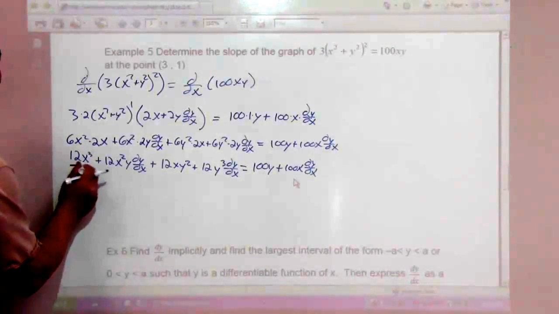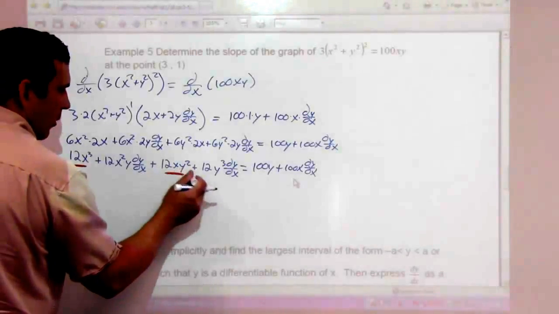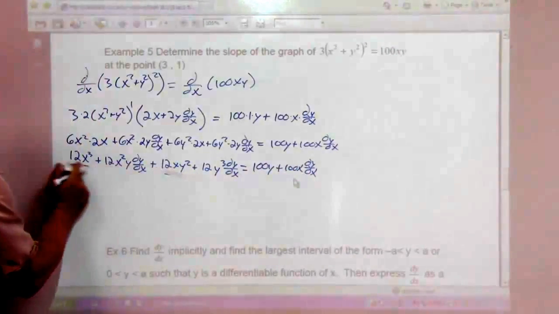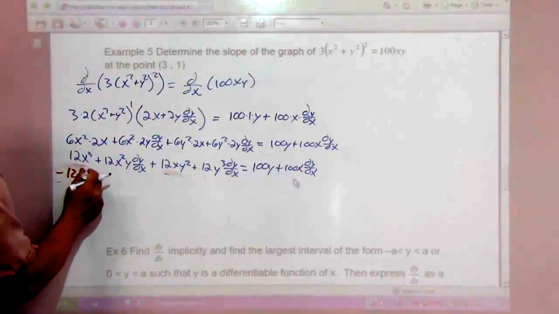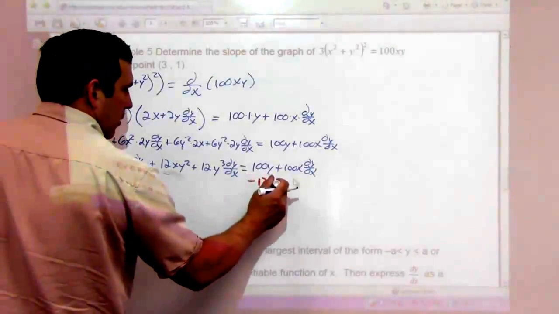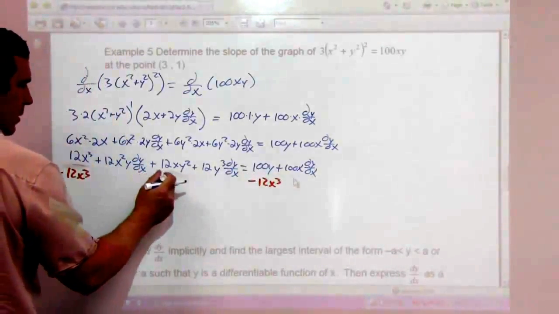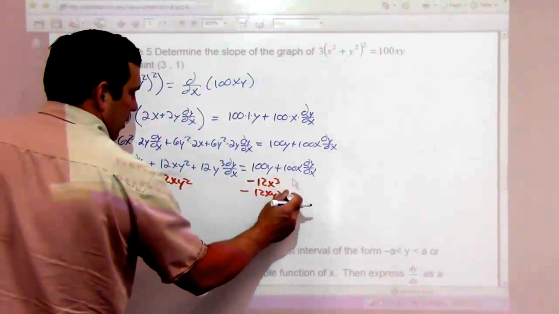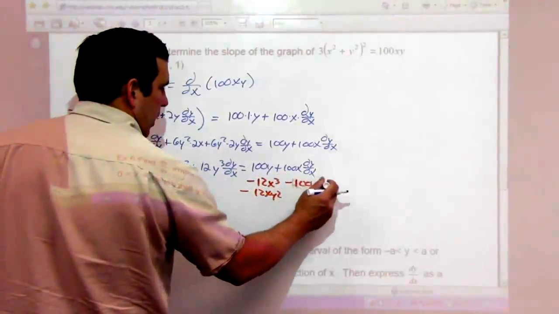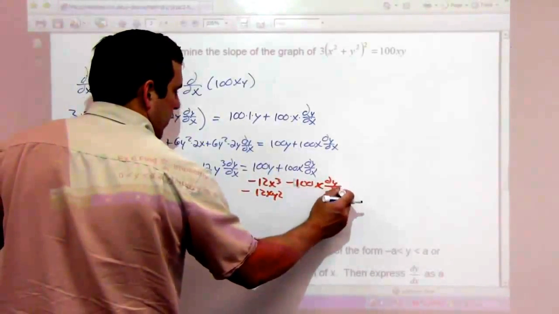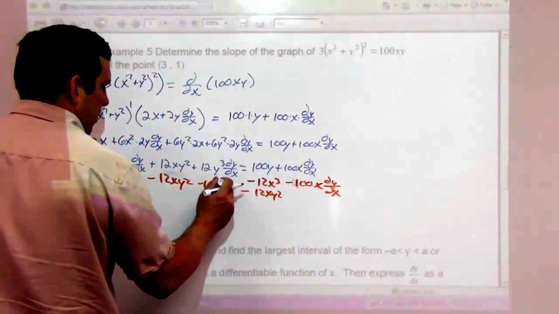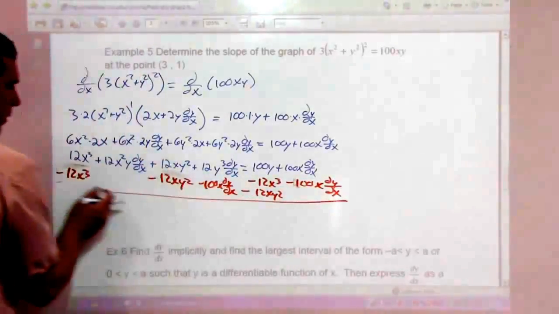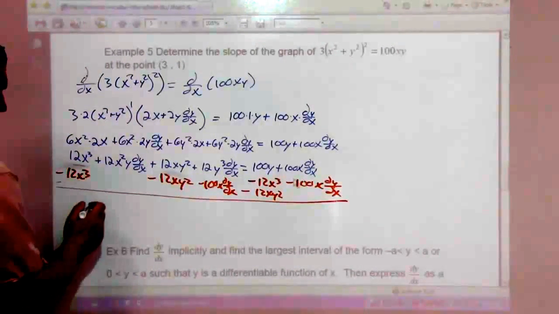Okay, so this term here and this term here are going to go away, and this is going to move over. So we're going to do a minus 12x cubed, and then a minus 12xy squared, and then a minus 100x dy/dx. And it'll give us all the dy/dx's on the left side.